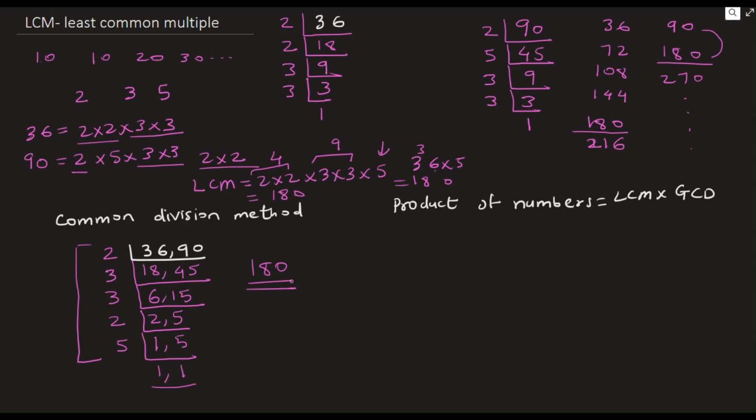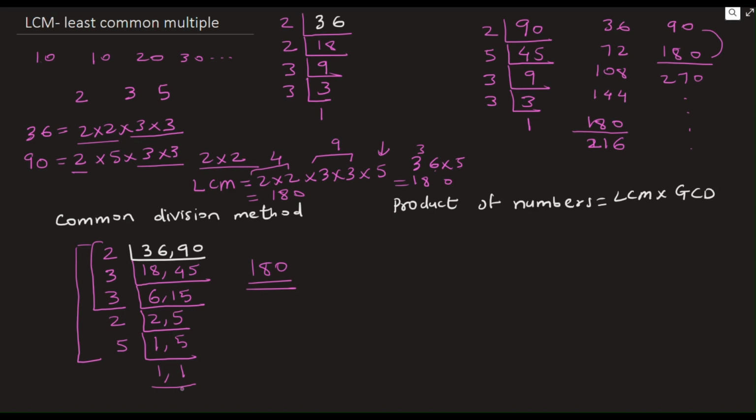This is the last step. The last step in finding the GCD was here, 2 times 3 times 3, because 2 and 5 were co-prime. But here we go one step ahead, and we have 1 and 1 at the last step.